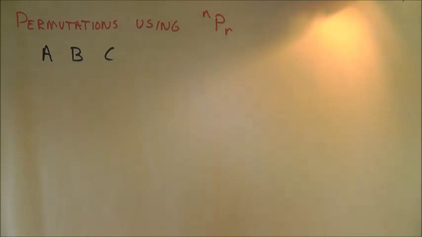Okay, today we're talking about permutations using nPr. This comes from the Jacaranda textbook that's listed in the comments section. Permutations are where we arrange groups of objects where the order of the objects is important.